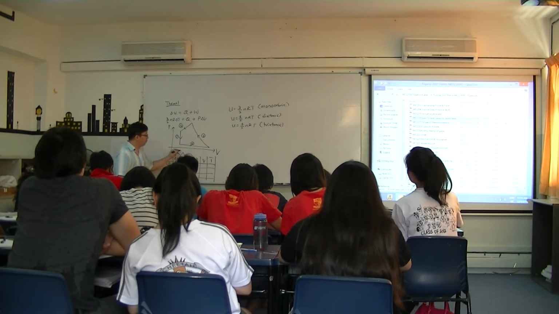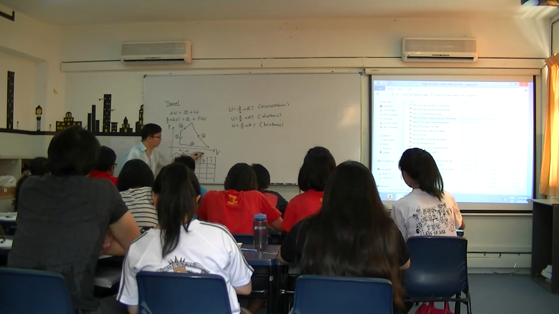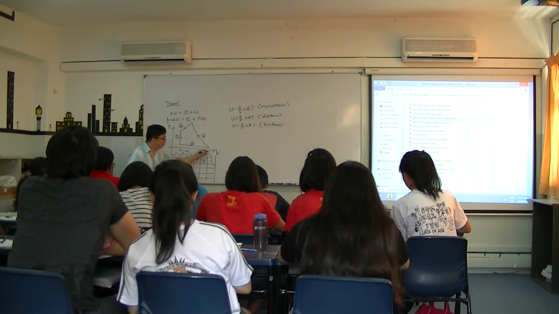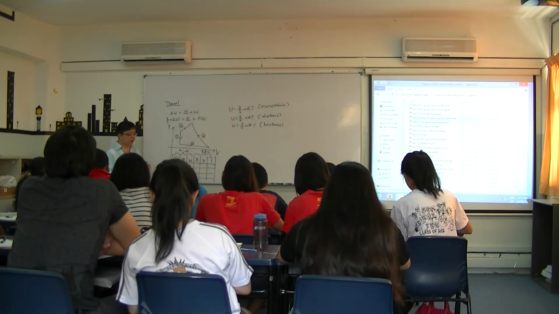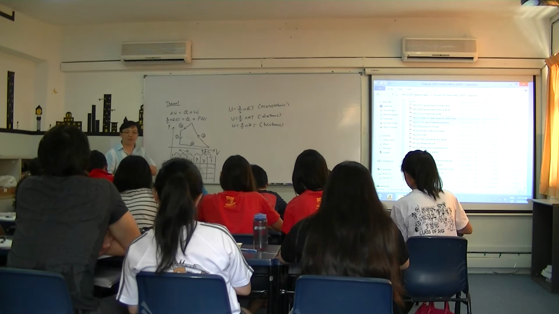For delta U, Q, and W, put plus, minus, or 0. For this one, put increase, decrease, or constant. Okay, before that, let me teach you how to do the first part, the rest you do yourself, okay?